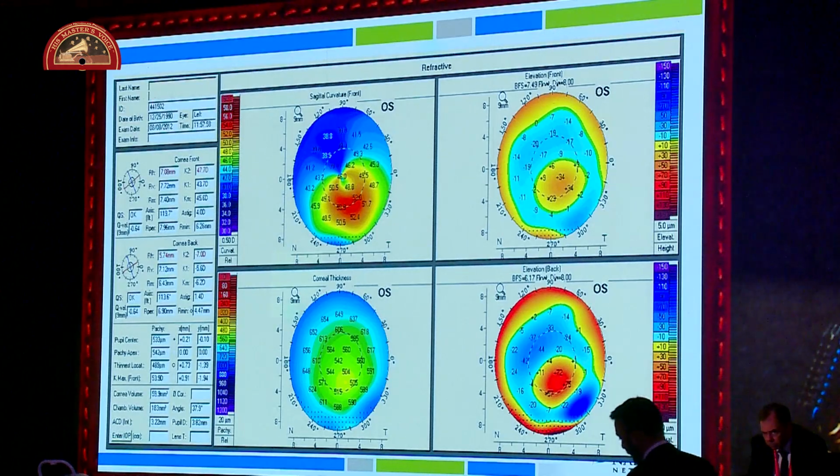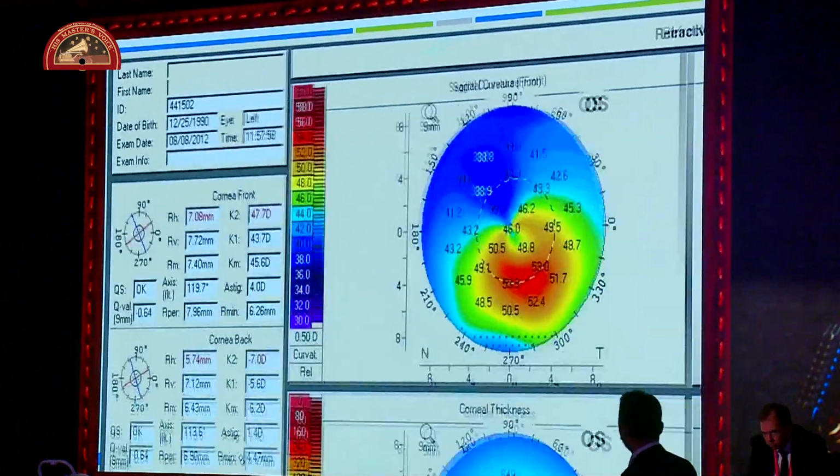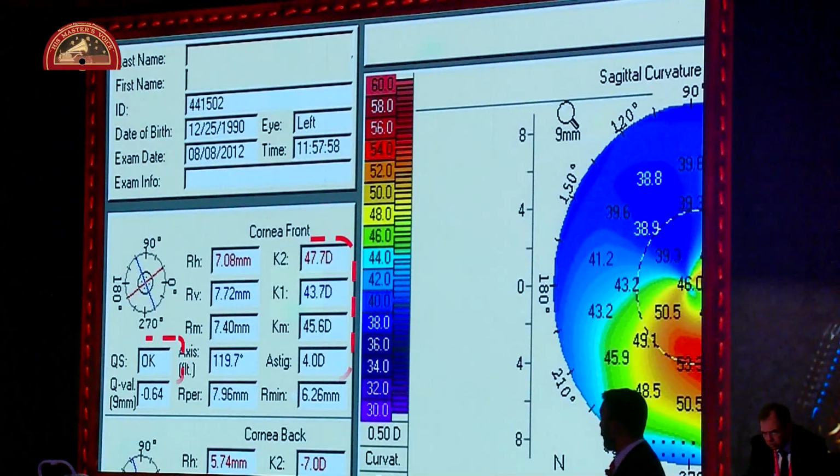Now, let's give you another example. Let's see this case. We go one by one. We first look at the data, the K values, and the quality score. It's very important to make sure that the quality score is good. It's white color, not yellow or red color. Otherwise, that means there is some issue with the quality of the scan.